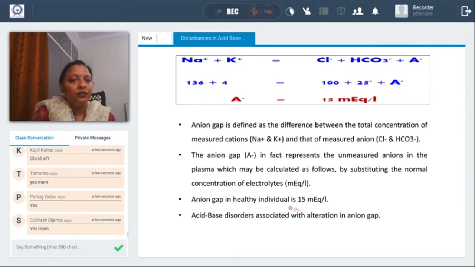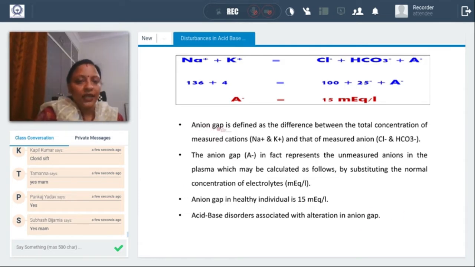Anion gap in healthy individuals, in human beings, is 15 milliequivalents per liter. You can see here, this is 100 plus 25 plus A minus. And this is sodium and this is potassium. Acid-base disorders associated with alteration in anion gaps, we will discuss later.